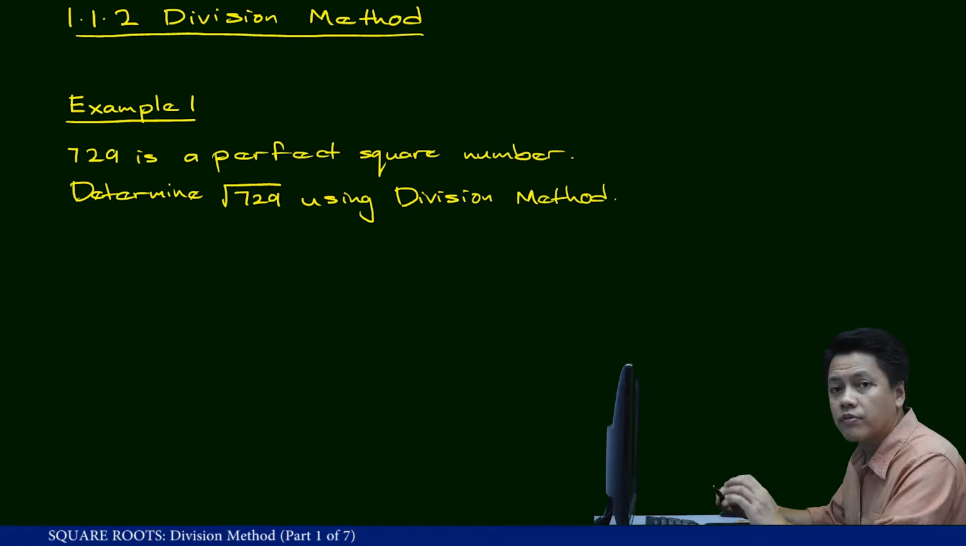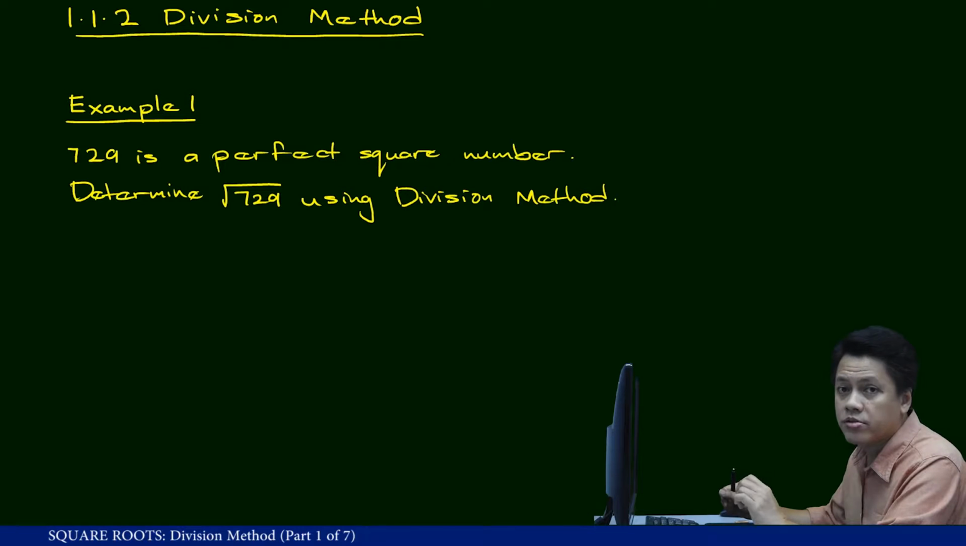Finding prime factors of a very large perfect square number can be cumbersome and too time consuming. So we need a new method to figure out the square root. This method is called the division method, and it is very much a long division method. We are going to learn this step by step using examples.